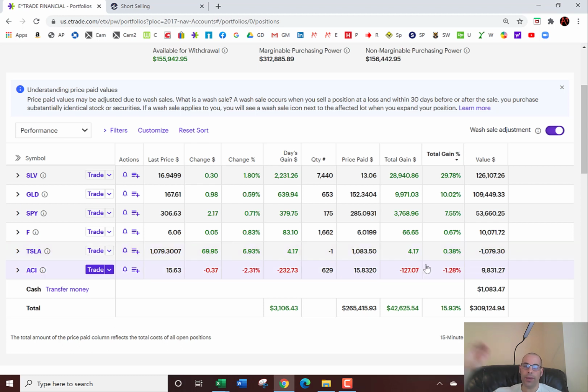And people short stocks also to hedge themselves. If they have a lot of risk in the market, they may short stocks because it would balance out their trades. It is a risky proposition. You really need to know what you're doing.